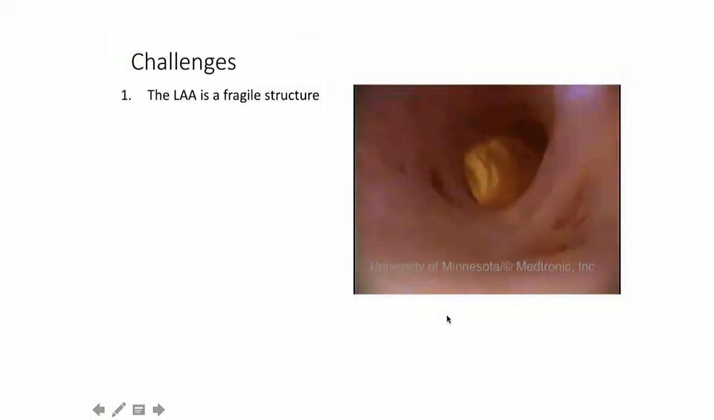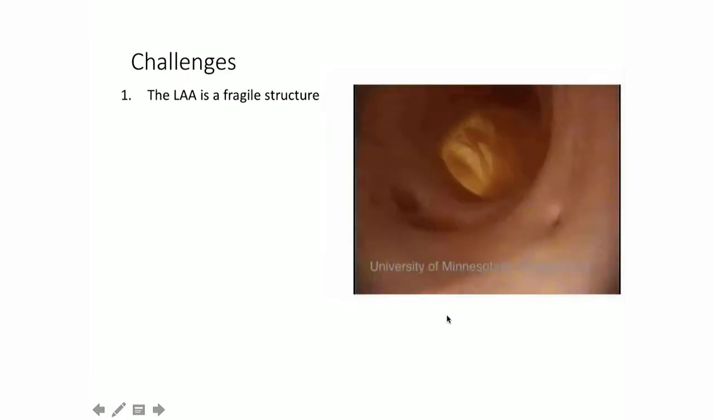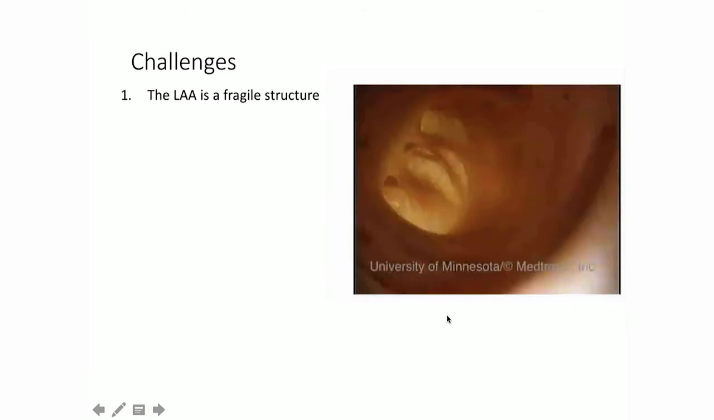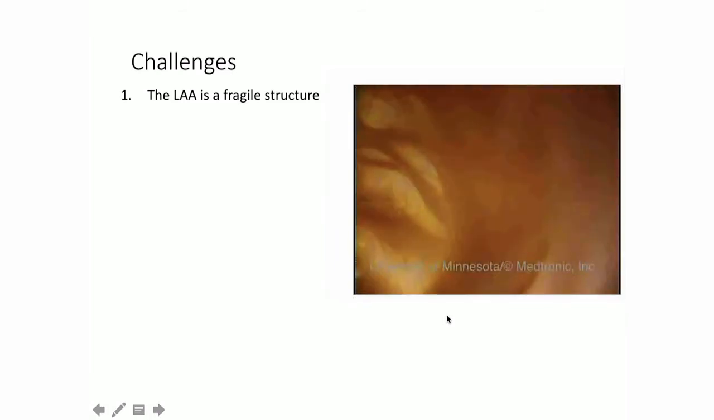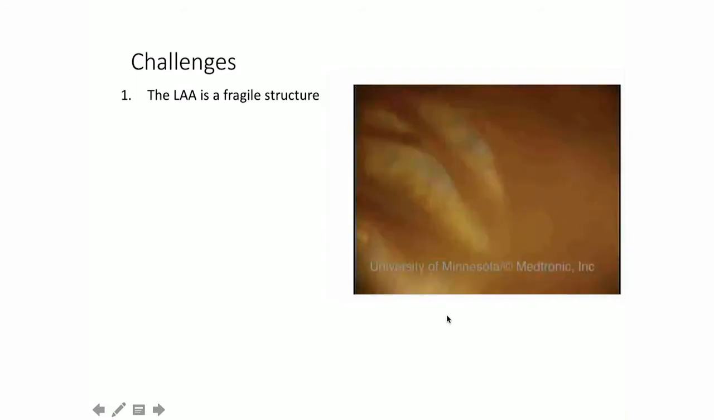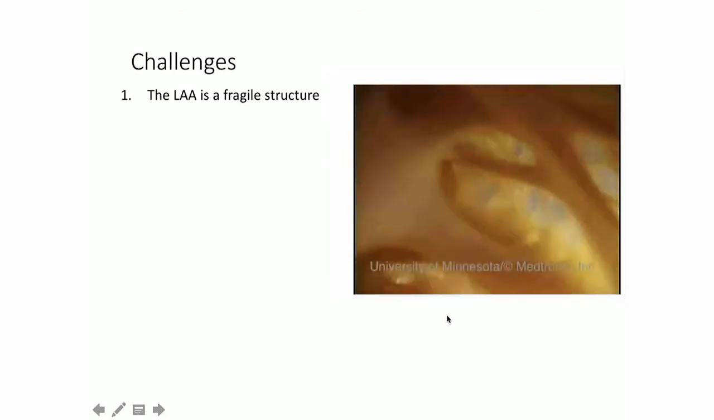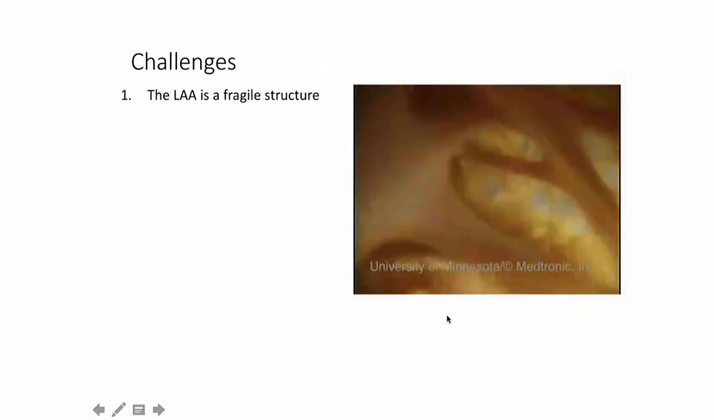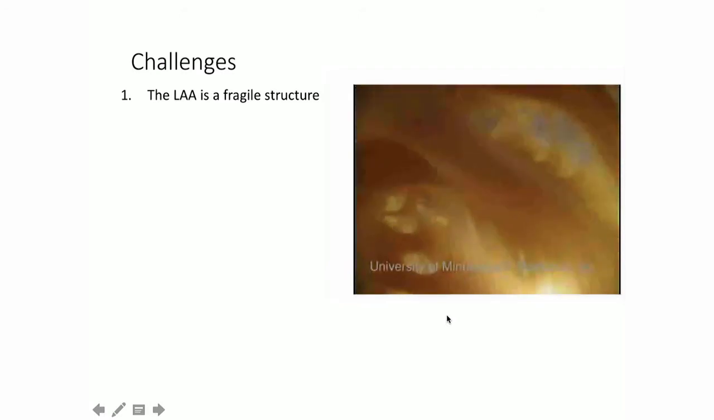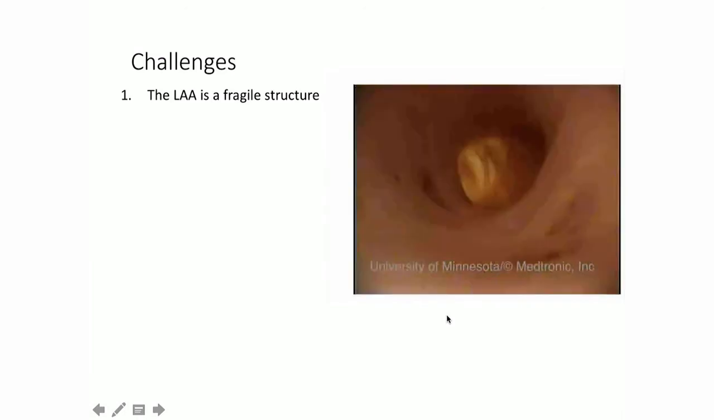Now looking at the challenges of this specific procedure, the LAA is a very fragile structure, and this is a transillumination study that's been described by our colleagues in Minnesota, which shows that the LAA walls are extremely thin. As you can see here, we're talking about 1 millimeter thickness of the LAA wall. So this structure is extremely fragile, and reminds us that we have to be very careful with the different procedures that we perform.